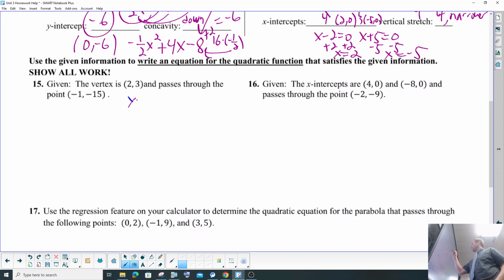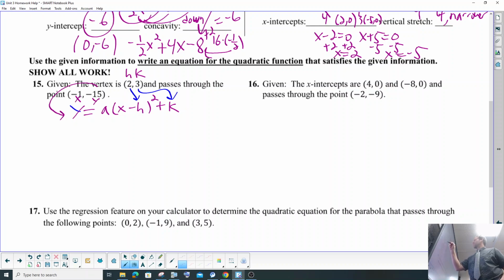Okay, so now, given the vertex and a point, could you find the quadratic equation in vertex form? So first you got to write this on your note card. What's our form? So our form is y equals a times (x minus h) all squared plus k. So this is your h and your k. And so 3 goes here, and 2 goes there. Hey, look, they gave us a point on the graph that it passes through. That's your x and your y. So negative 15 goes there, and negative 1 goes there.